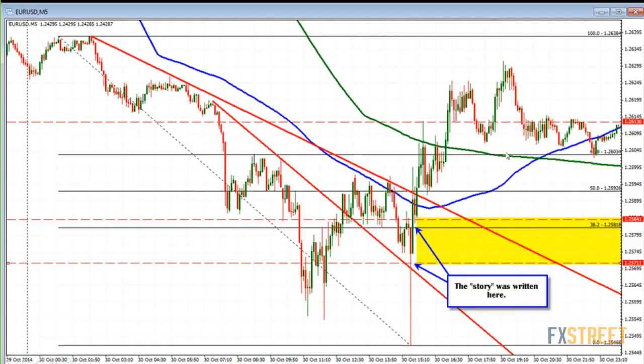But those are the things, folks, that differentiate yourself from the rest. I know hindsight is 20/20, but these are some of the tools that I use to determine, are the sellers in control? Are the buyers in control? Who's winning this battle? And then I can compare it to the fundamental story and say, this doesn't look right.